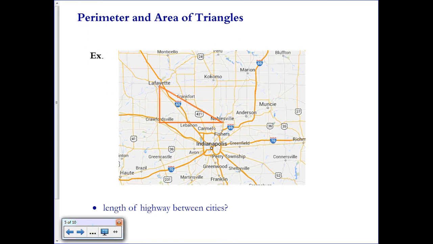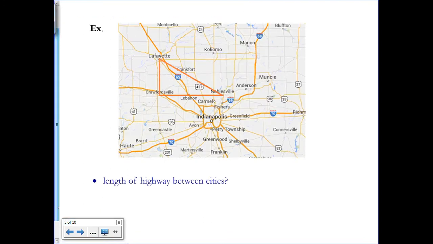So I drew a triangle in red, bold lines, I hope you can see it, between Lafayette, Noblesville, and Crawfordsville on this map. And questions you might be asked would be something to the effect of, if you wanted to build a highway or roads between these 3 cities, this direct route, what is the length of highway that you would need to build between these cities? So hopefully you can figure out, because it's asking you for a length.